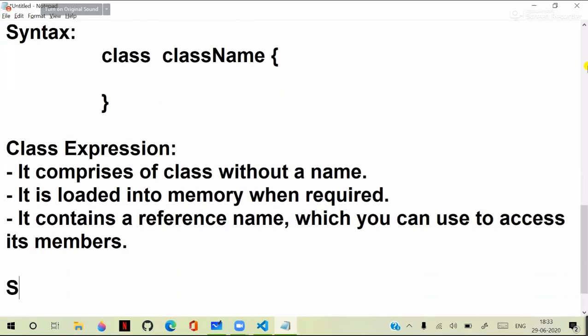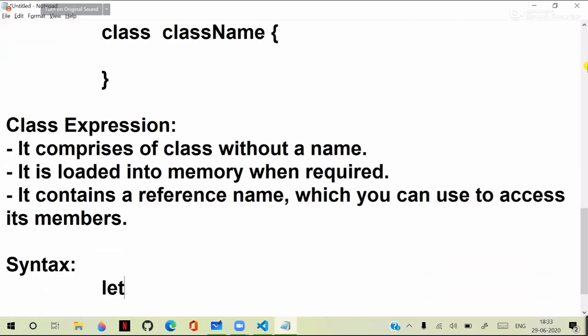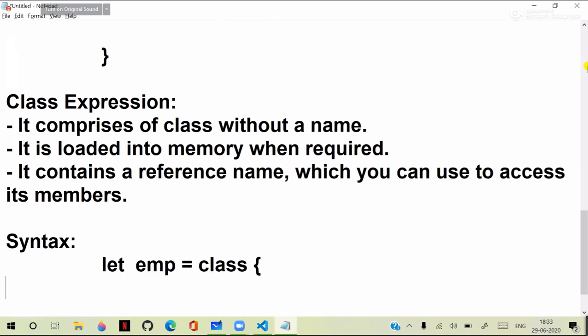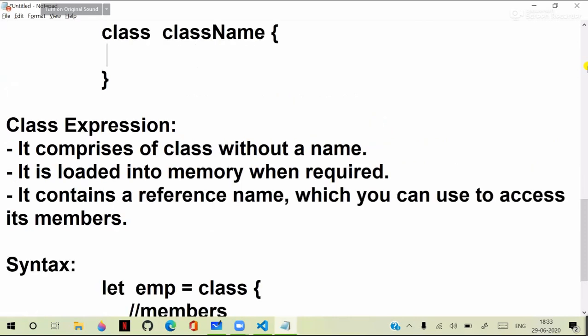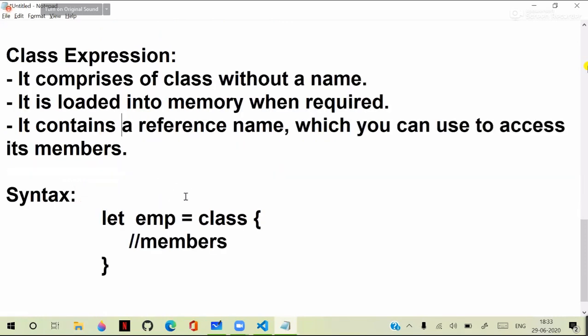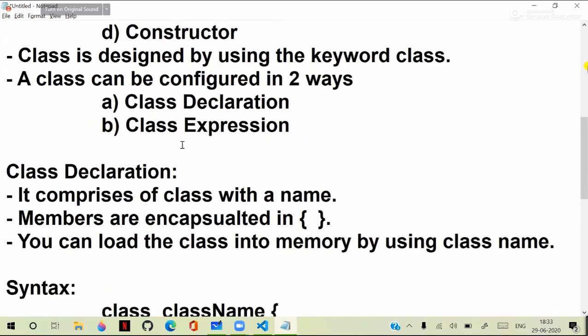That means the syntax will be like this. Let some employee is equal to class, and we have to define the members. We have to configure the members of the class. Now these are the two types of class definition: a class declaration and a class expression.